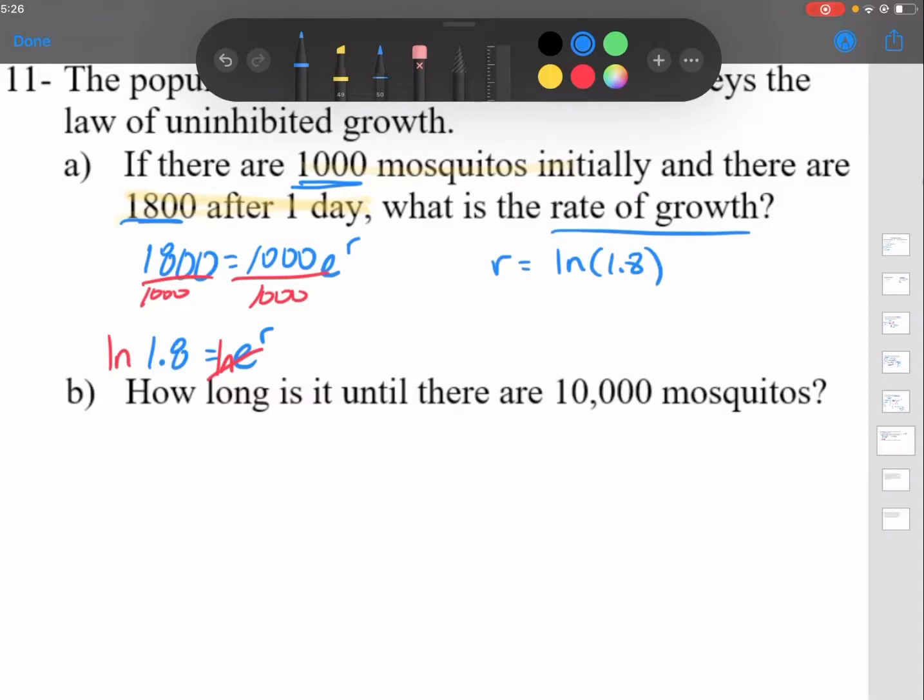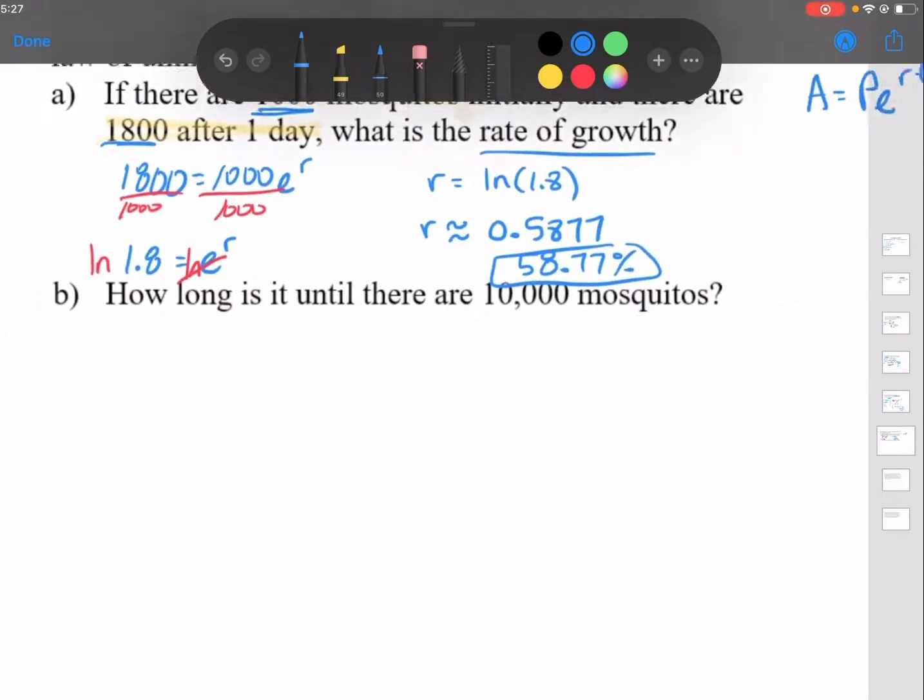I would get approximately 0.5877 or 58.77%. So now we're going to go to the next part, and it was actually important that we found that for this first part, because we need that growth rate in order to solve the next part.